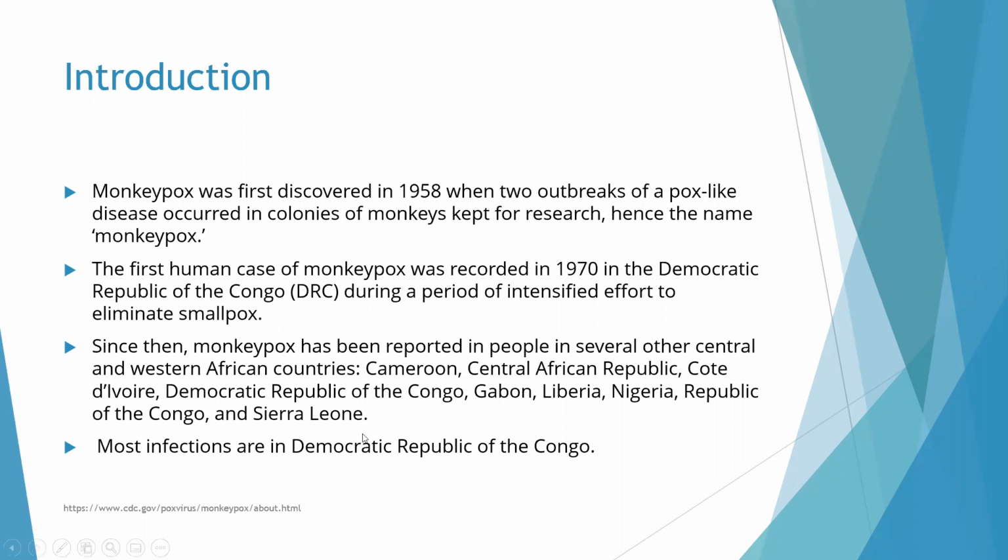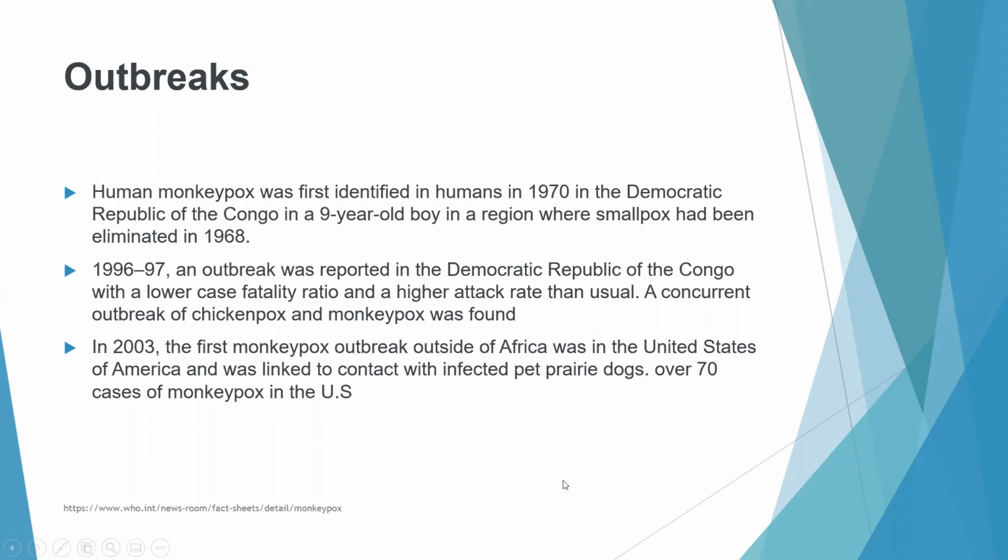Since then, monkeypox has been reported in several African countries, including Congo, Liberia, Nigeria, and others, but most of the infections have been reported from the Democratic Republic of Congo. There have been several outbreaks since 1970, the era when efforts were being made to eradicate smallpox. A 9-year-old boy in Congo was identified as the first human case of this disease. Similarly, in 1996-97, there was an outbreak in the same region, but with a lower case fatality ratio and higher attack rate than usual. It was a concurrent outbreak of chickenpox and monkeypox in those regions.